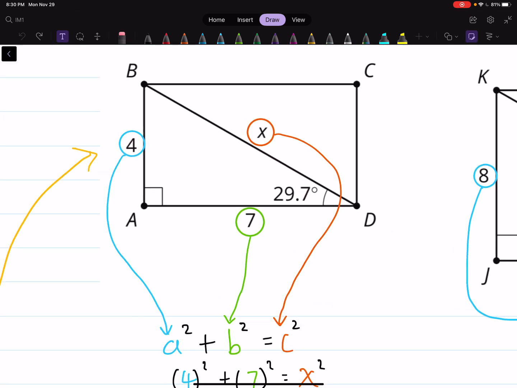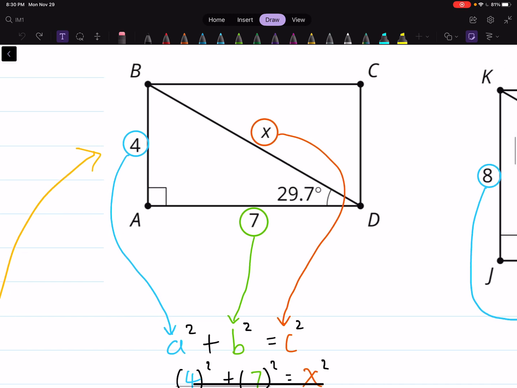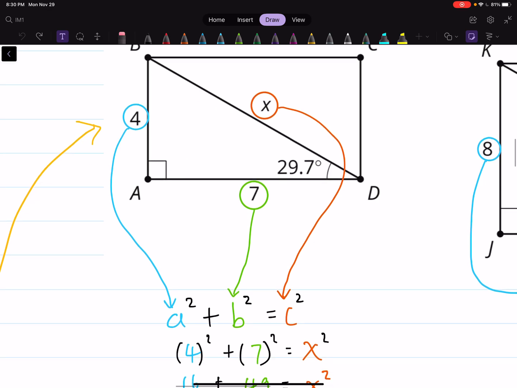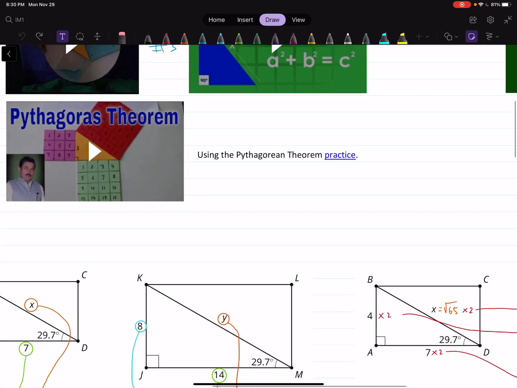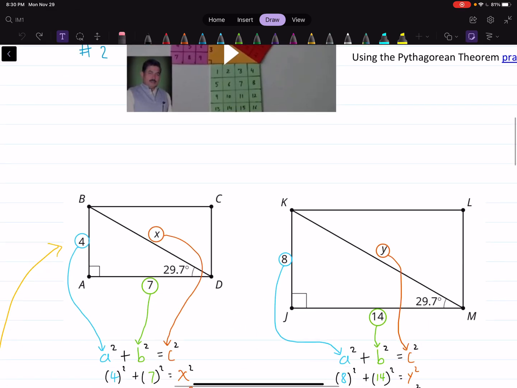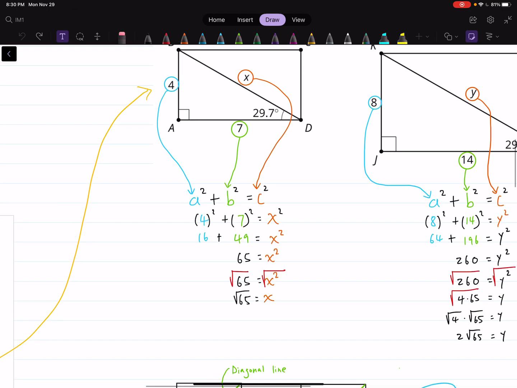As you can see, I started off with the two legs, which are the 4 and the 7. I can call this the first leg and the second leg. It really doesn't matter. But basically anything that is not the diagonal is what you call a leg. And this right here is called the hypotenuse. How to spell hypotenuse is also going to be in that video.